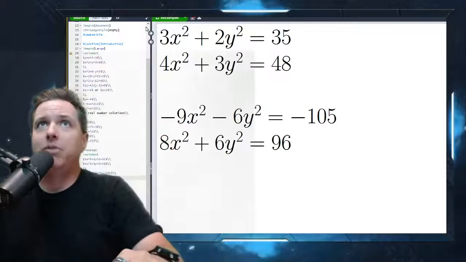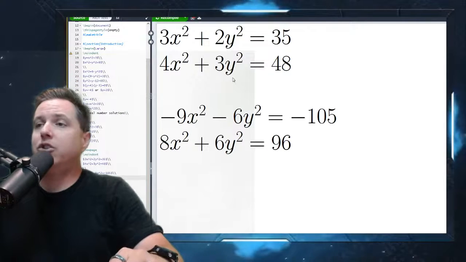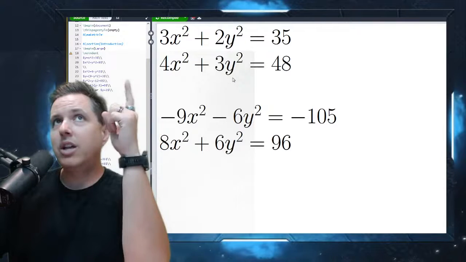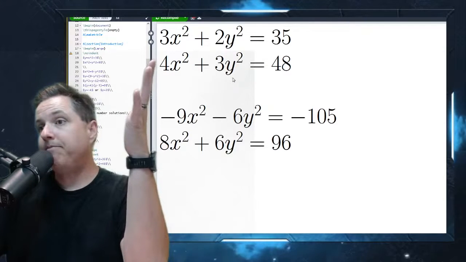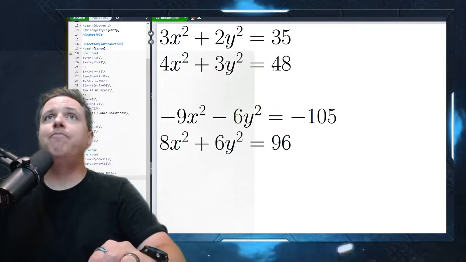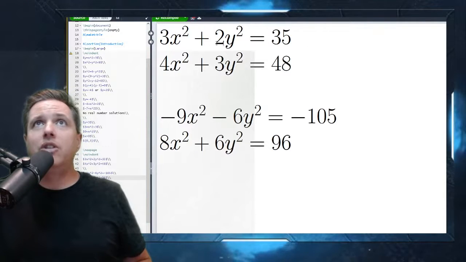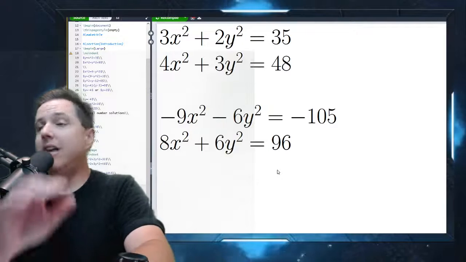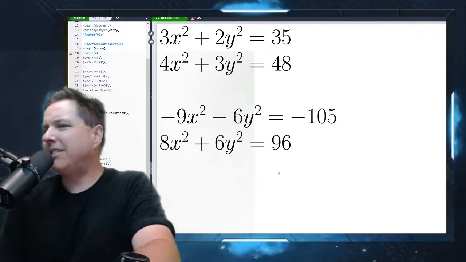So I multiplied equation 1 and equation 2 by values so that one of these would go away. One of them was going to disappear. That was the idea. So equation 1 got multiplied by negative 3. Equation 2 got multiplied by positive 2. We can see those 6y squareds are now going to cancel each other out because they have opposite signs.